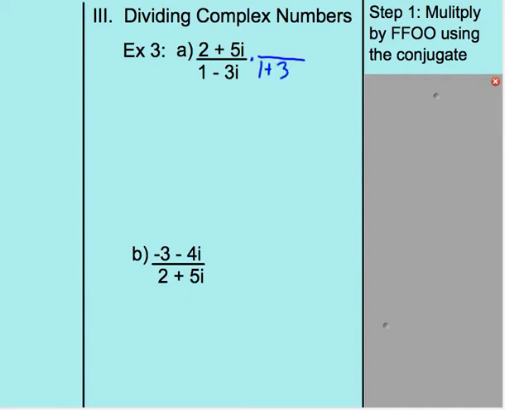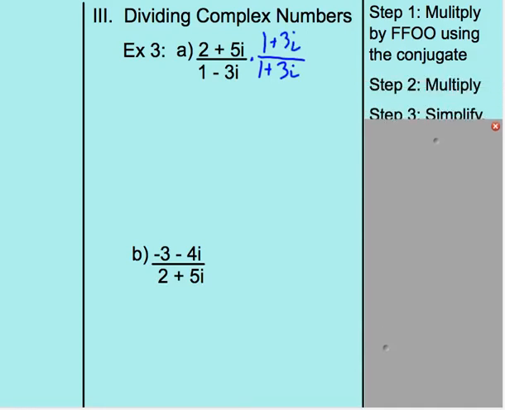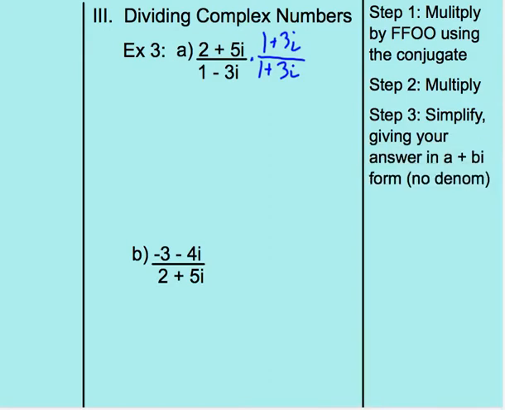So 1 plus 3i is our fancy form of 1 in this case. And then we just distribute and simplify. So in the numerator, make sure that you are distributing both terms in the first set of parentheses to both terms in the second set. So 2 times 1 plus 2 times 3i plus 5i times 1 plus 5i times 3i.